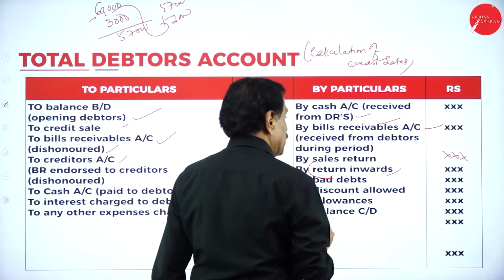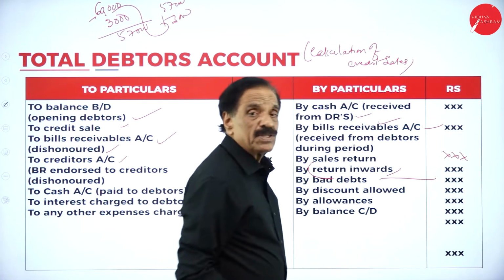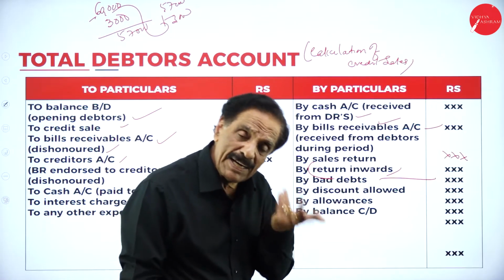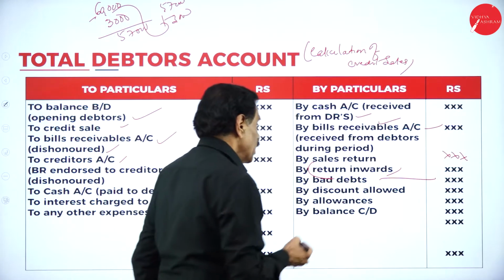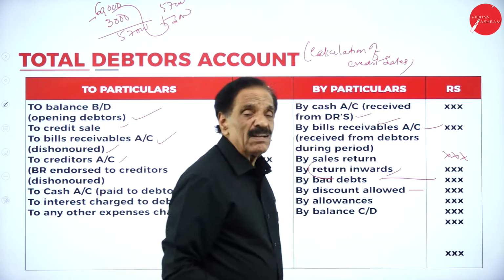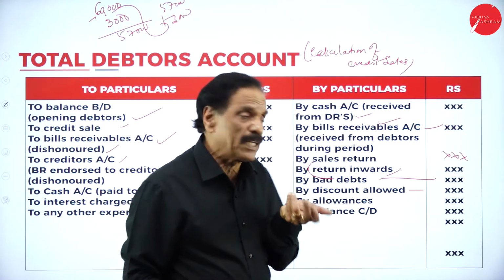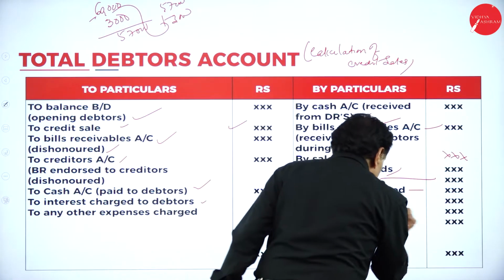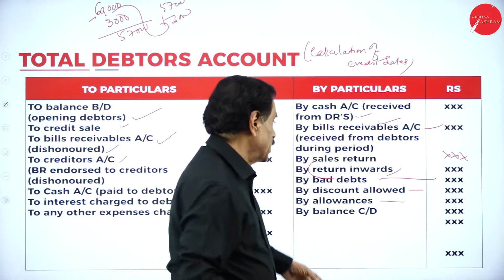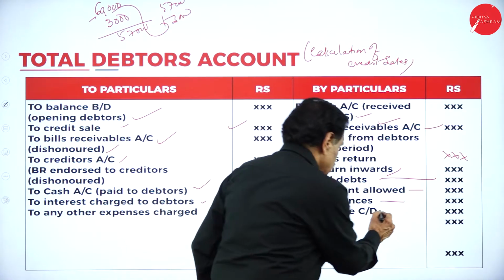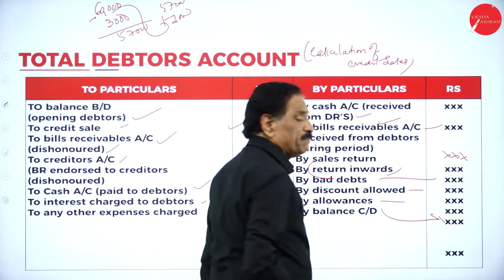Then if there is a bad debt, meaning irrecoverable money, your debtor account will be reduced. If you allow a discount to the debtor, naturally your debtor account will be reduced. If you give any allowances to your debtor, naturally your debtor account will be reduced. The balance carried down is called the closing debtor.